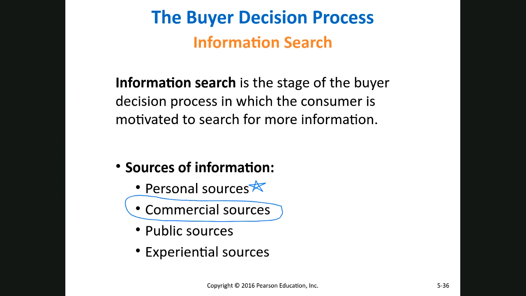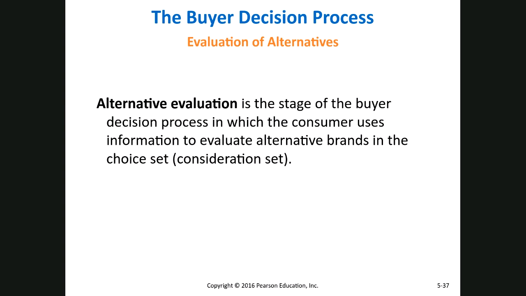So let's say you're looking for a car, and so you use public sources, experiential sources, maybe you rented one of these cars before, or maybe on your next trip you're going to rent one. You can see what it's like. So you're motivated to search for more information, and you do that, and then you evaluate your alternatives. So it depends on the consumer and the buying situation. It may involve logical thinking and really careful. You might work out the calculations. Can you afford it?